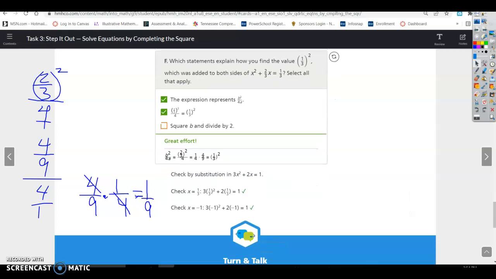All right, so it says check by substitution. So 3x squared plus 2x equals 1 is your original equation. You're going to plug in your two answers. So you're going to plug in 1/3 and see that it works, and then you're going to plug in -1 and see that that works as well.